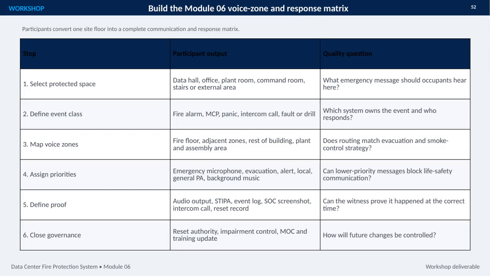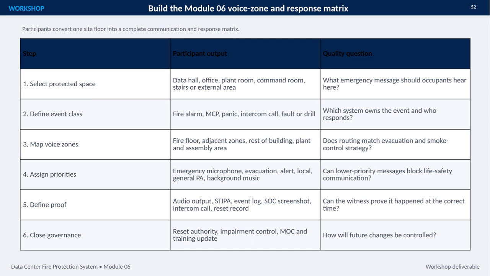This workshop turns the Module 06 concepts into a practical, site-specific deliverable. Each participant will take one floor or protected area and build a complete communication and response matrix for it. The goal is to connect every emergency event to the right message, voice zone, priority, evidence, and control process.